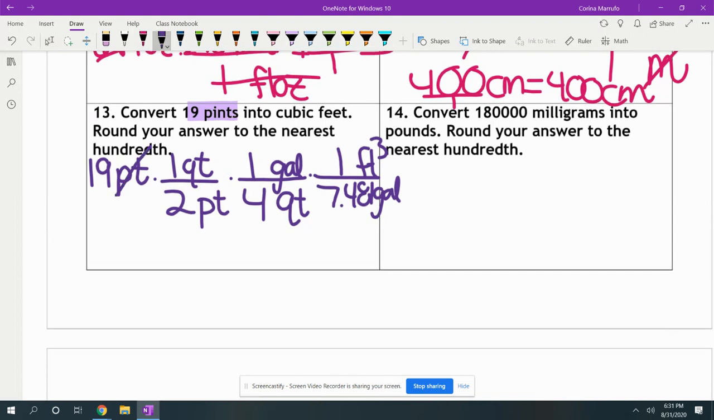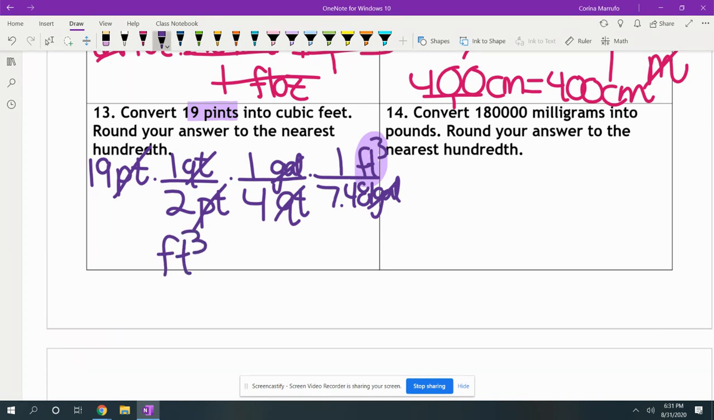So we have a pint on top and a pint on bottom, cancels. A quart on top, a quart on bottom, cancels. A gallon on top, a gallon on the bottom, cancels. And all we have left is a feet cubed. And that's exactly what we wanted.